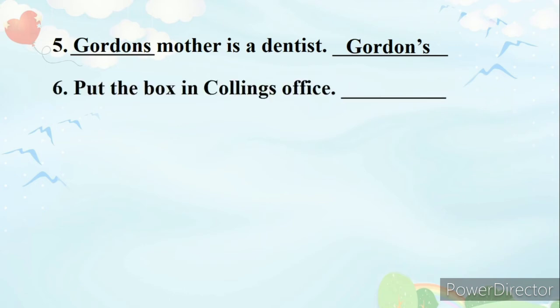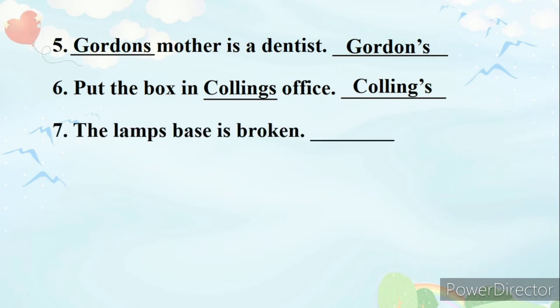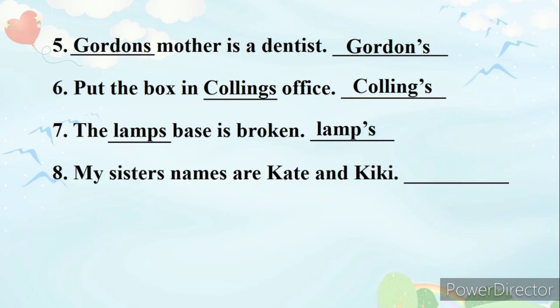Number 6. Put the box in Collins' office. Which is the noun here? Collins. Yes, you have to underline Collins. Then what is the possessive form of Collins? Collins's, adding apostrophe and s. Number 7. The lamp's base is broken. So lamp is the noun here, so underline lamp, and the possessive will be lamp's, adding apostrophe and s.